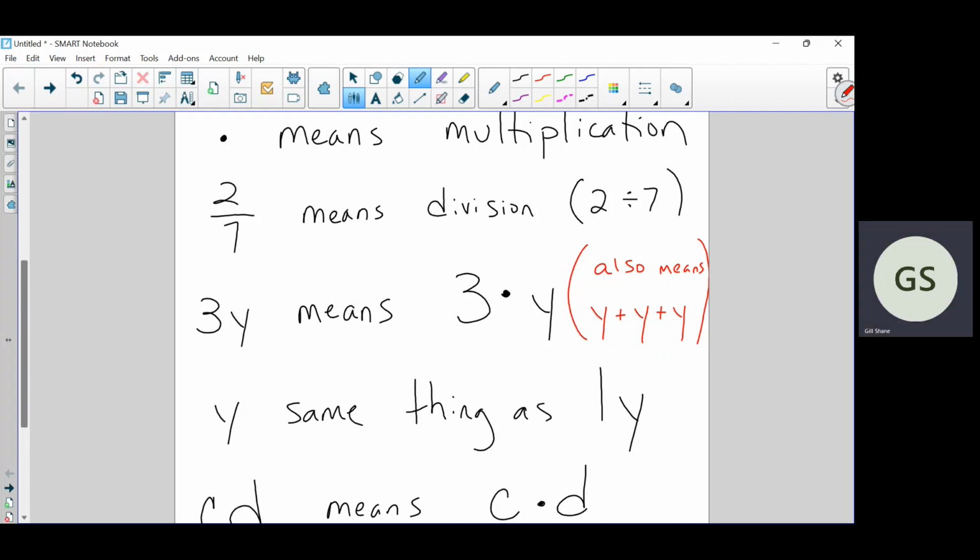So it's not a number. Y is, I mean, it is a number, but I'll get into the variable next. You can't say y equals 1. Like this is not 1 plus 1 plus 1. It's y plus y plus y, or 3 times y. Because remember, multiplication is just a shortcut to addition.